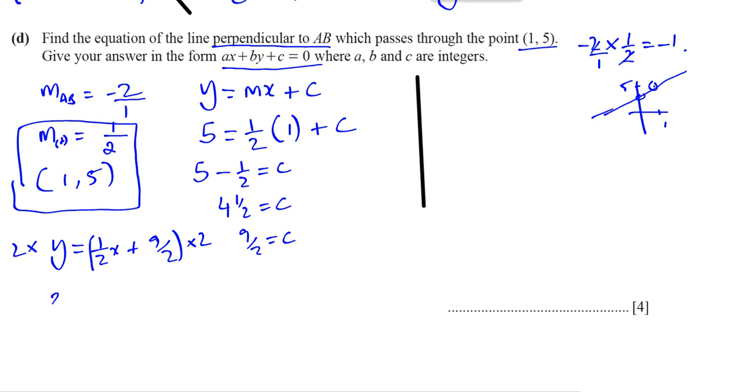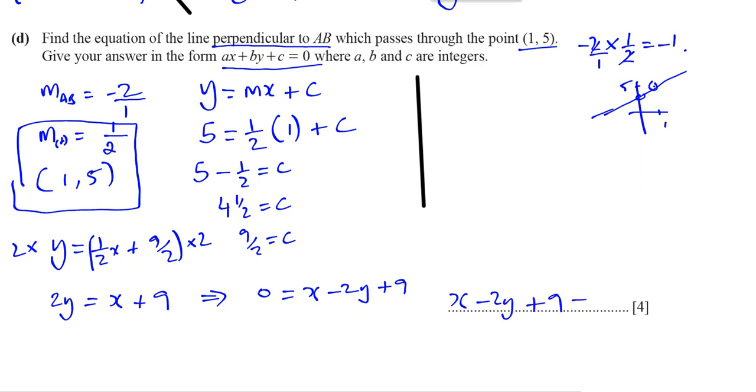And furthermore, they want it with everything on one side. I would prefer to write it with the x positive, so I'll say 0 is equal to x minus 2y plus 9. So you end up with x - 2y + 9 = 0. If you wanted to, you could also write it as 2y - x - 9 = 0. That's still following the same format, but I think it's better to keep the x term positive. It looks a bit better. So that's the answer to this question.